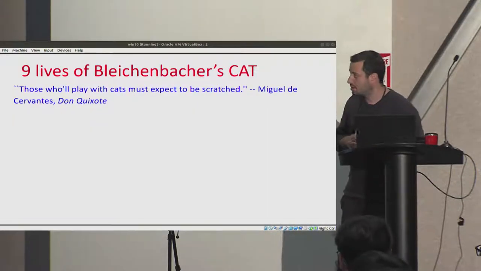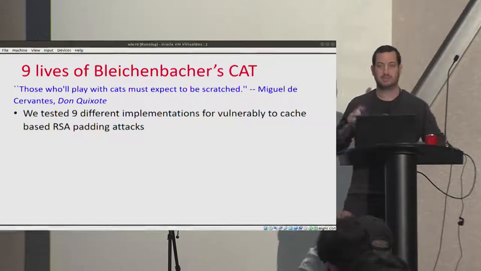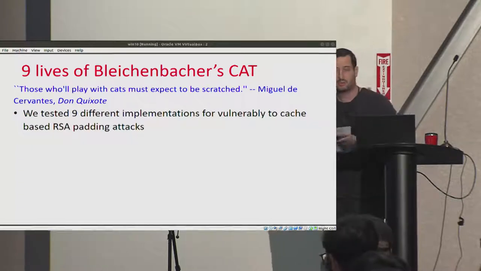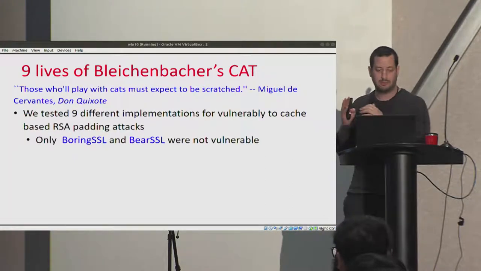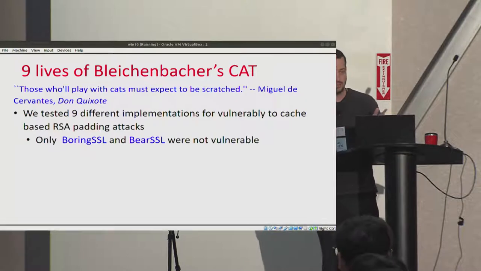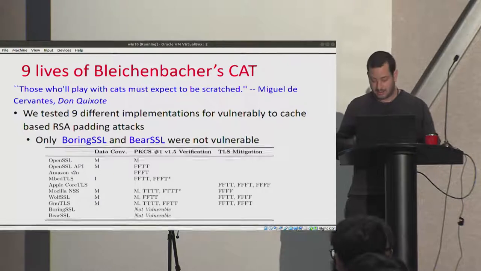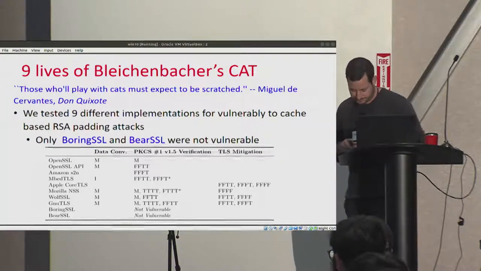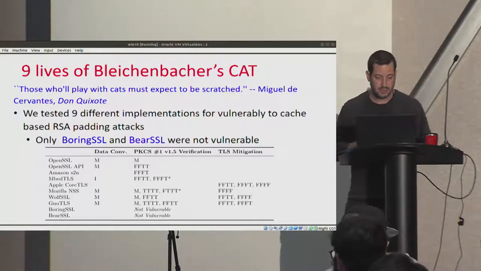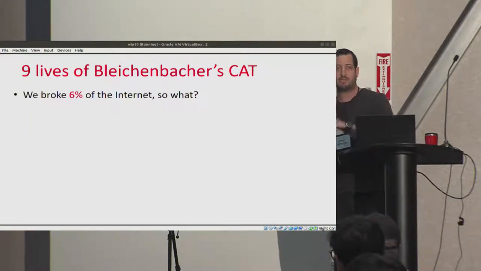If we take a large overview of what we did in the paper, we tested nine different implementations for vulnerability to cache attacks on RSA paddings. Out of those nine, there were two, BoringSSL and BearSSL, which were secure. We couldn't find any vulnerabilities. All of the rest had multiple types of vulnerabilities, and we'll talk about the different types later on.